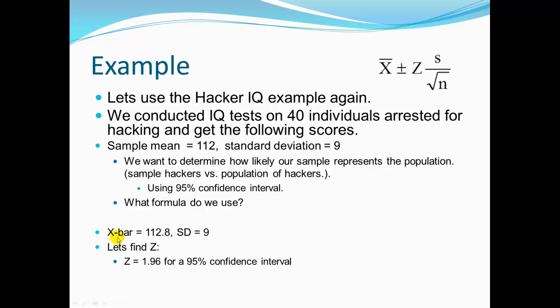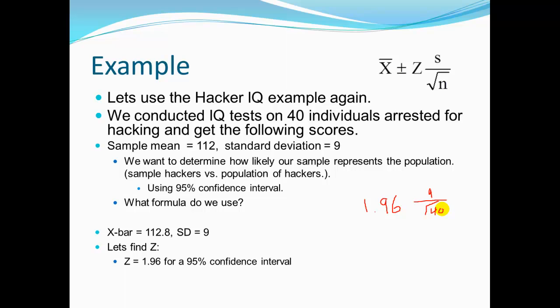We already know x bar, plugging that in, equals 112. Standard deviation equals 9. And our n equals 40. So let's plug all this in and do our calculations here. So we would know that 1.96 times 9 over square root of 40.